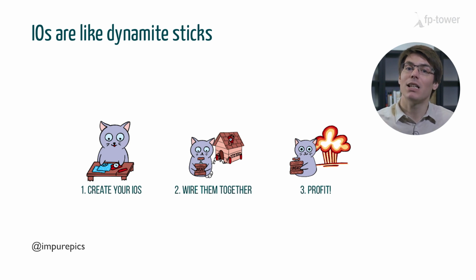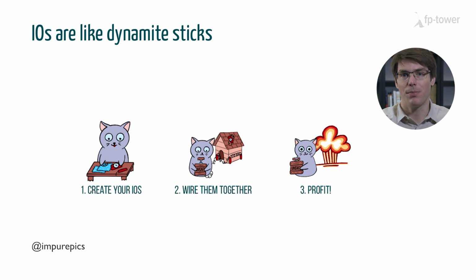They are something that can trigger the explosion, but as long as we don't ignite them, they are safe to work with. This means that we can lay them down, wire them up, maybe set some timers, and then once everything is set up correctly and tested, we press the button and boom, the explosion occurs. This is the equivalent of calling unsafe run on I/O in the main of our application.